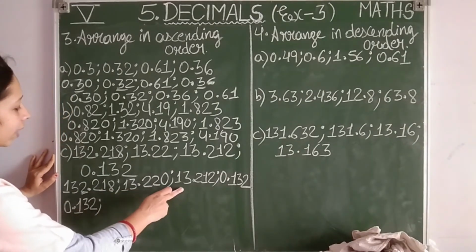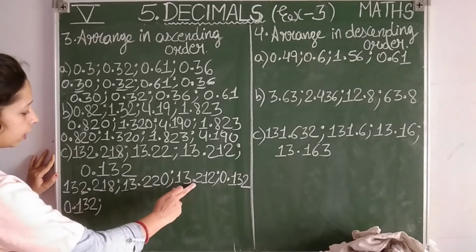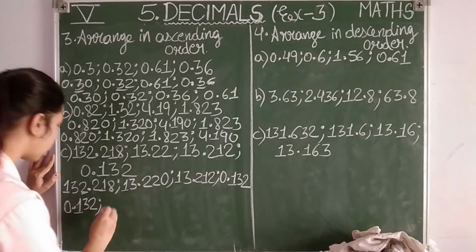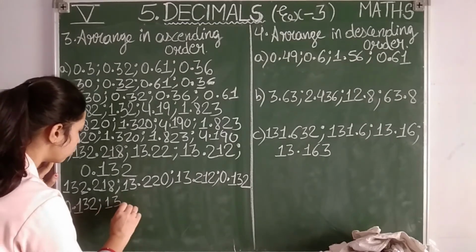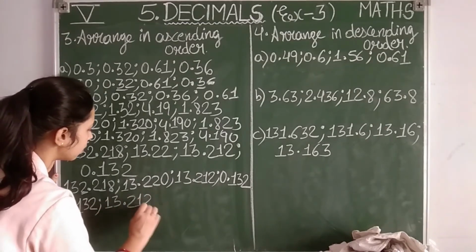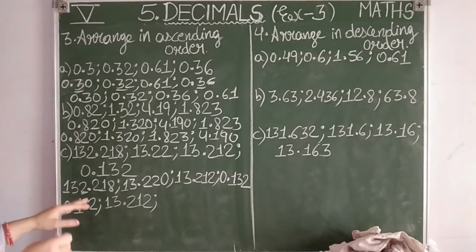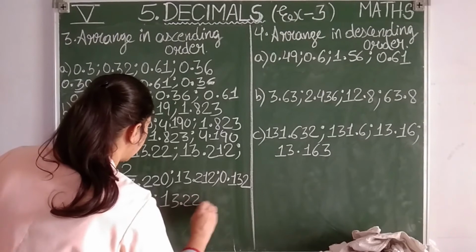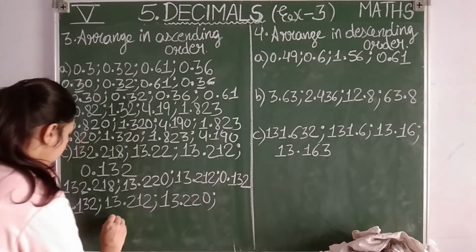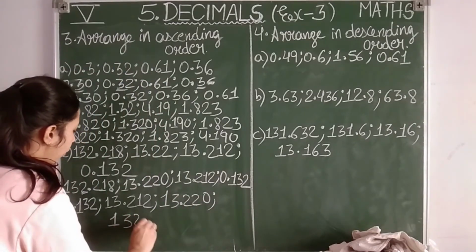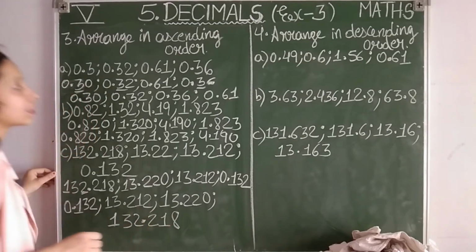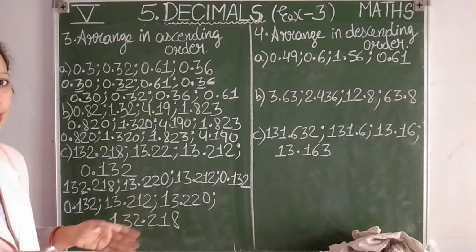That's why I check the tens place. Here it is 2, here it is 2. That's why I check the hundreds place. Here it is 2, here it is 1. So 13.212 will be the smallest. Then 13.220. Then at last 132.218. Clear, students? I hope it is clear how to arrange the decimal numbers in ascending order.